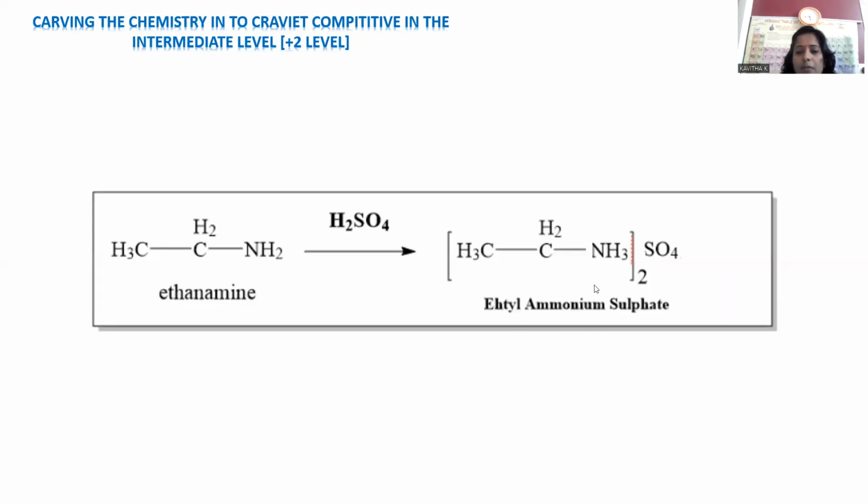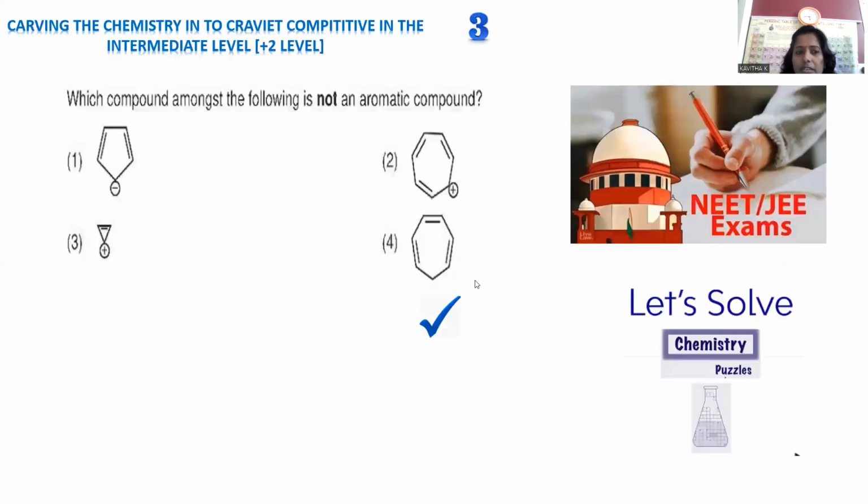NH3 is called ethyl ammonium, and since sulfate is bivalent, these molecules can be taken twice, so ethyl ammonium sulfate will be represented in this manner. In order to get this, we have to take 2 moles of ethanamine. 2 moles of ethanamine upon treating with sulfuric acid, ethyl ammonium sulfate salt formation is possible. Let's go with question number 3.